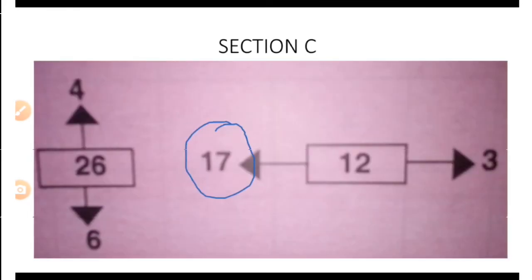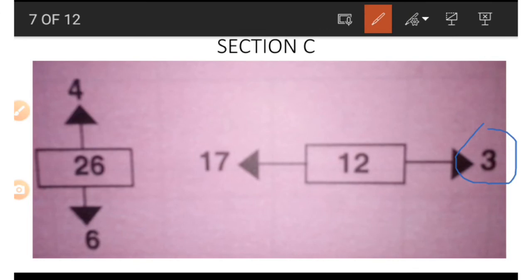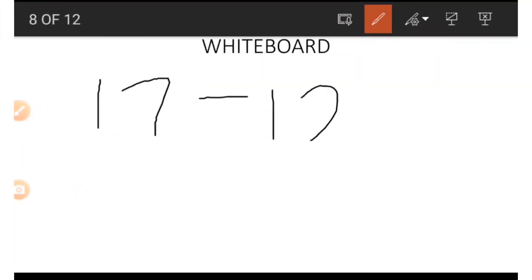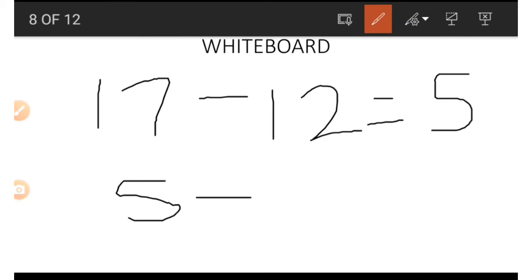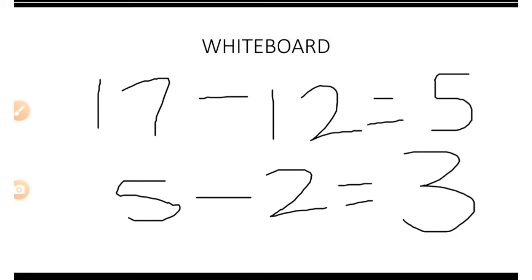Then finally, the number 3. How do we get the 3? Well, let's go to the board again. 17, take away the middle number. That is 17 minus 12. That gives us a 5. Then finally, we subtract the imaginary 2 from the 5. That gives us a 3. So it's not difficult at all.